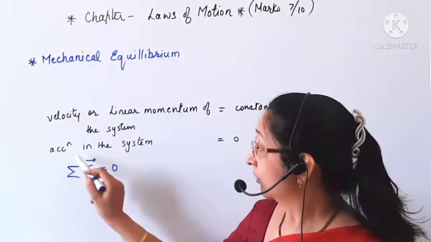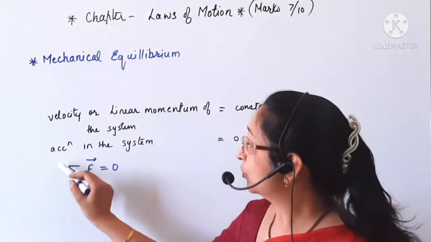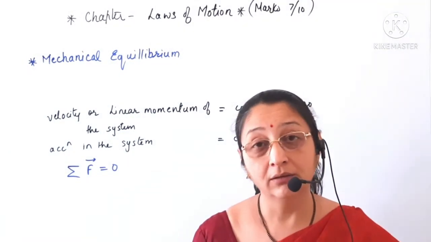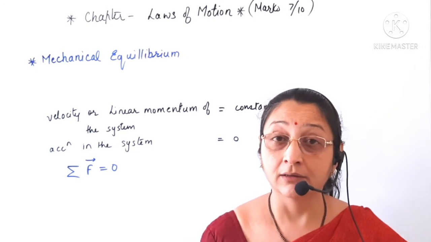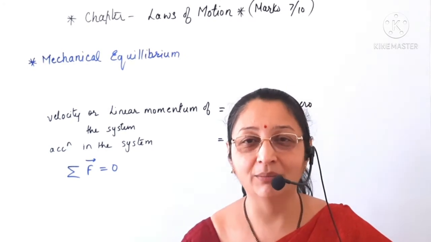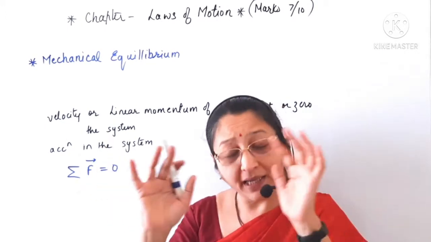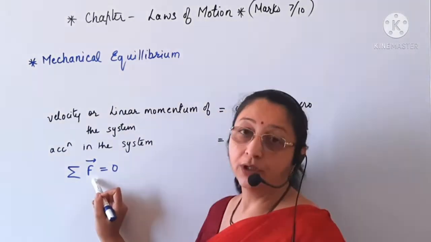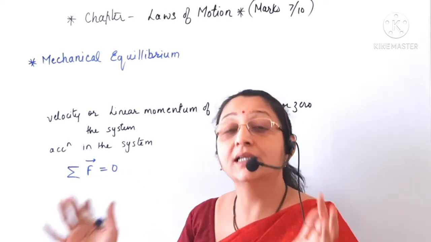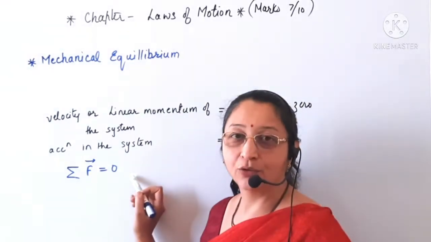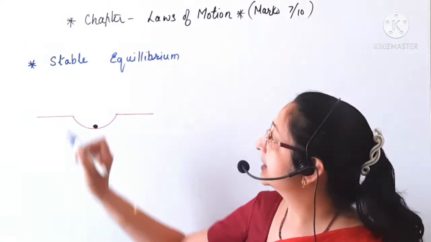We conclude that whatever is the particle or the body or the system, if the total forces acting on the system or the body are zero, then the system or the body is in mechanical equilibrium. And not only the system, but any small part or big part of the system should follow this rule: the summation of all the forces acting on that part should be equal to zero. Then the system is in mechanical equilibrium. So the next point which we are going to discuss is the stable equilibrium.